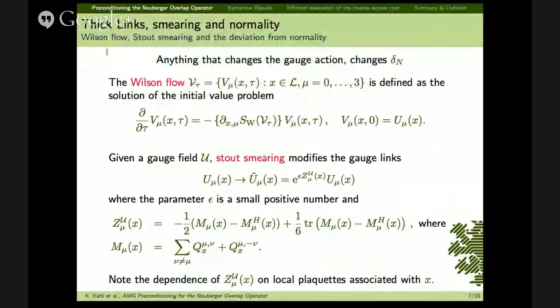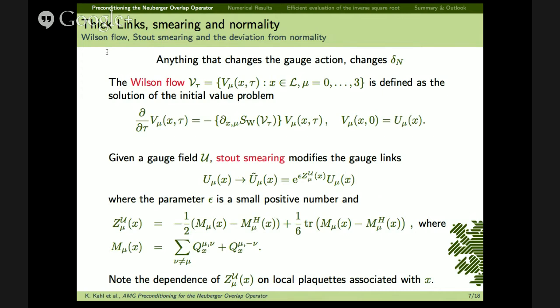Okay. So here comes the next connection, which we found interesting. Maybe it's also just trivia. Of course, this is not a result of ourselves, but we found it. People have thought about using something which they call thick links or smearing, and I always thought this has a connection with normality. Now this is exactly the result that I want to show you: smearing has a very direct effect on the deviation from normality, and you can easily see it via these two definitions. At least you can see it for stout smearing. For all the other smearings, it's just qualitatively the same. You can't really prove it; at least we couldn't find a proof.